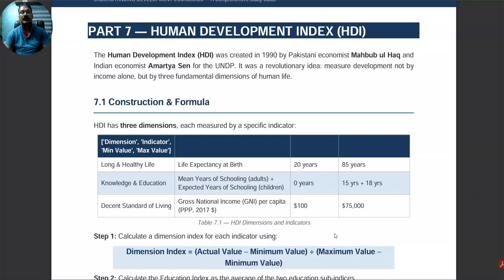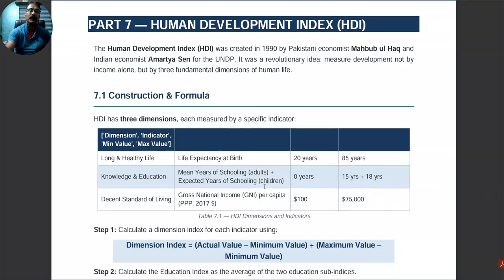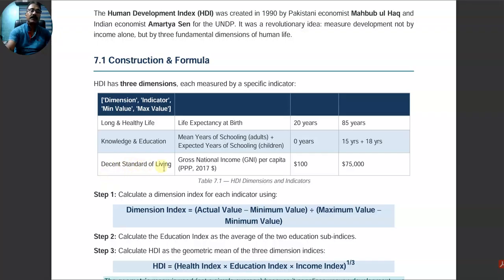The tentative measurement given has a range of values, one column for the minimum value and one for the maximum value. The minimum value for life expectancy at birth is 20 years and the maximum value is 85 years. Mean years of schooling for adults has a minimum of 0 and expected years of schooling for children is also 0. The maximum is 15 years for mean years of schooling for adults and 18 years for expected years of schooling. And the decent standard of living, measured by GNI per capita, has $100 as minimum and $75,000 as maximum.